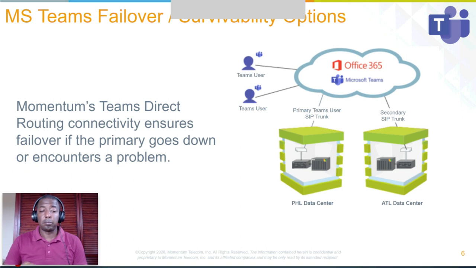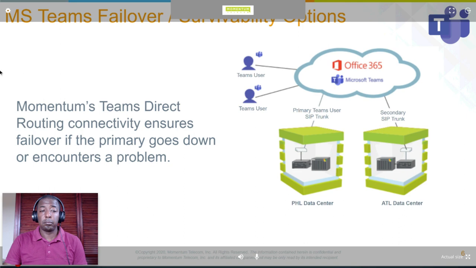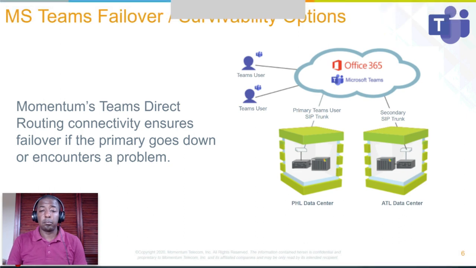If you look at the Momentum infrastructure, we interconnect geo-redundantly with 8 different carriers, from Level 3 CenturyLink to Verizon to AT&T to Comcast to a number of different providers. So we offer carrier redundancy options that aren't traditionally available in the Microsoft Cloud. We also offer Microsoft diversity.